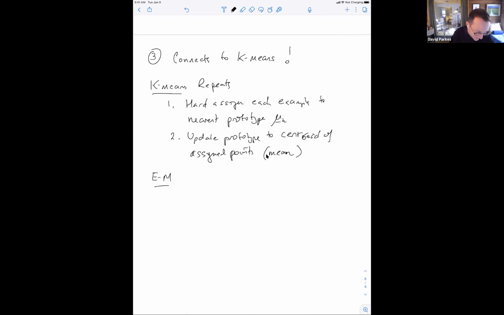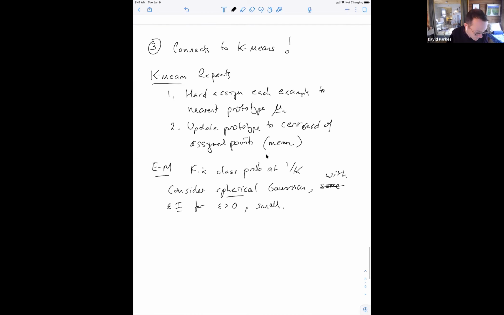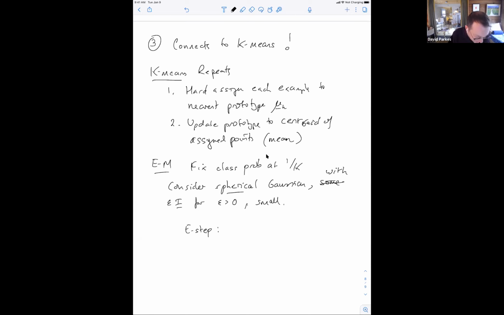So let's think about a very special case of EM where we're just going to fix the class probabilities. We're not going to allow them to move, at one over k. And we're going to consider the spherical Gaussian for some variance epsilon that is small and positive. And in this case, the E step would hard assign, or almost hard assign. Because you want to think about these Gaussians now as very spiky, and all the data's in the tails. And because of the exponential tails, you get a hard assignment to the closest prototype, the closest component.